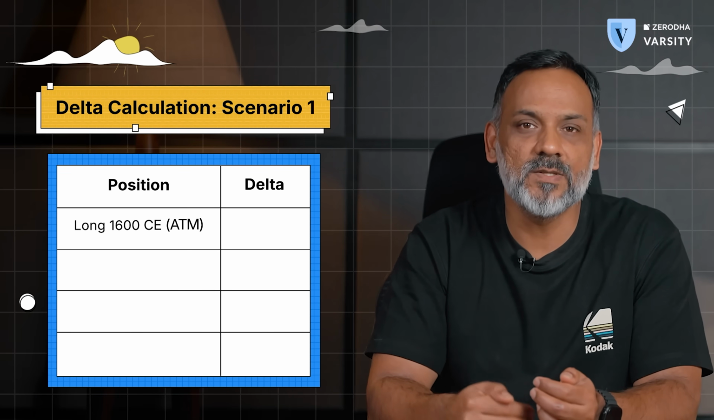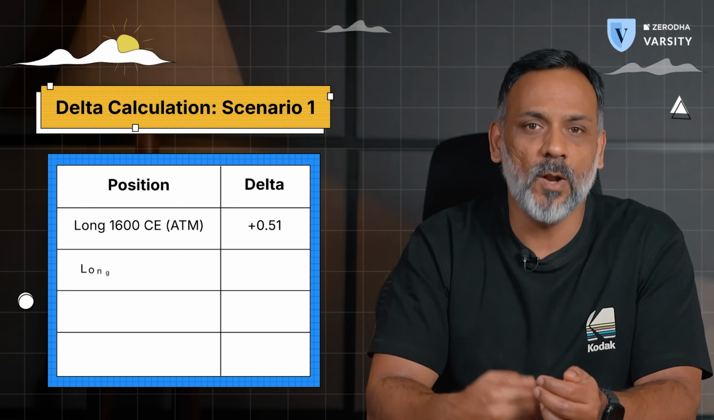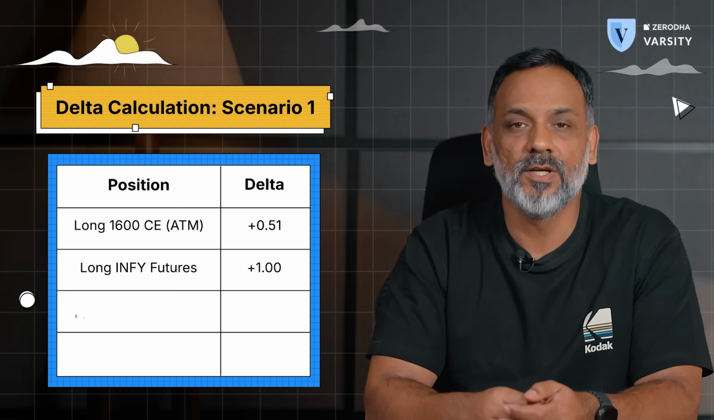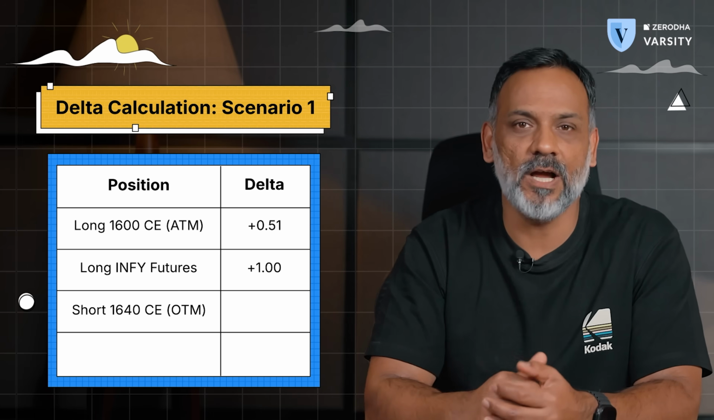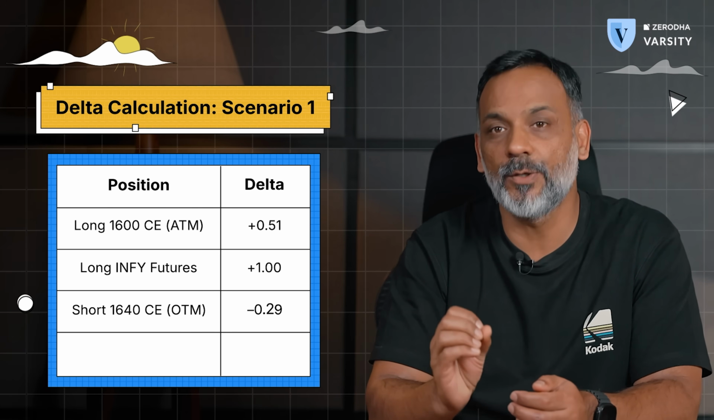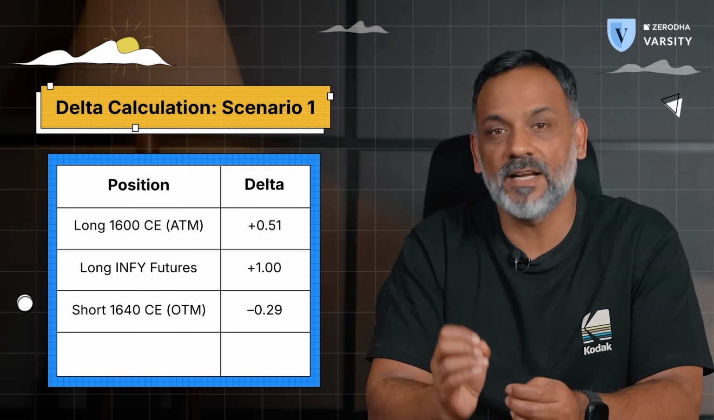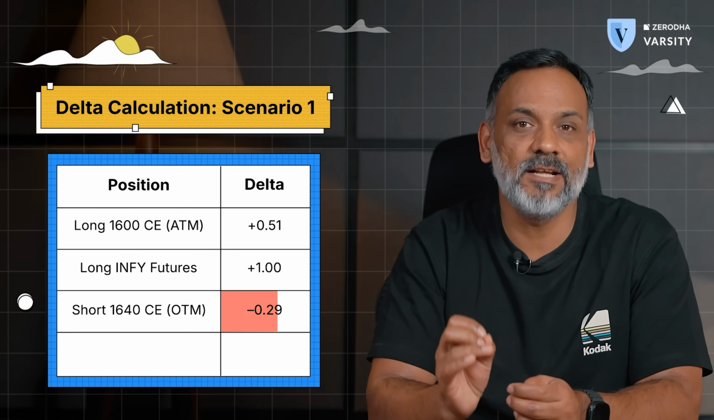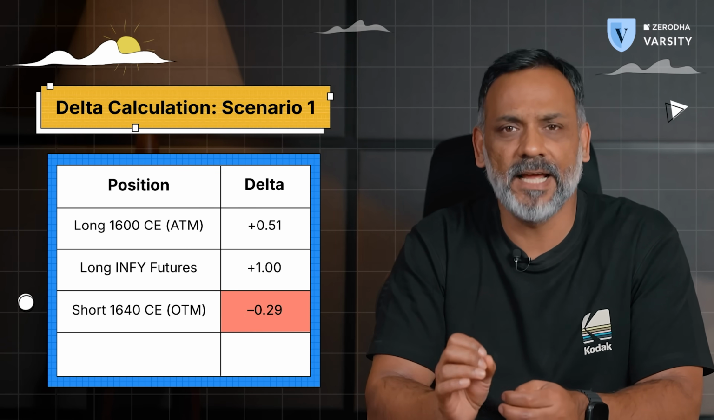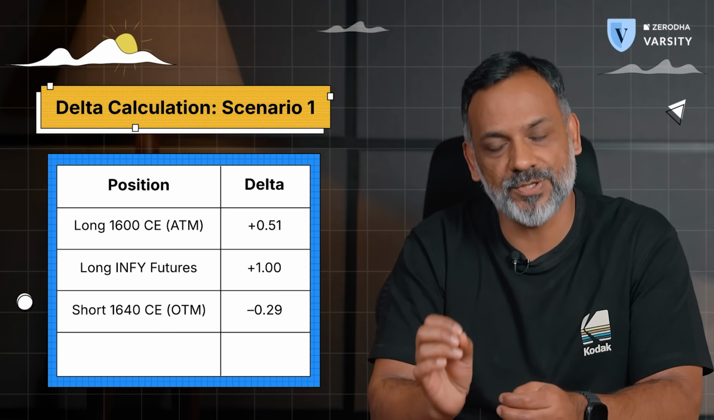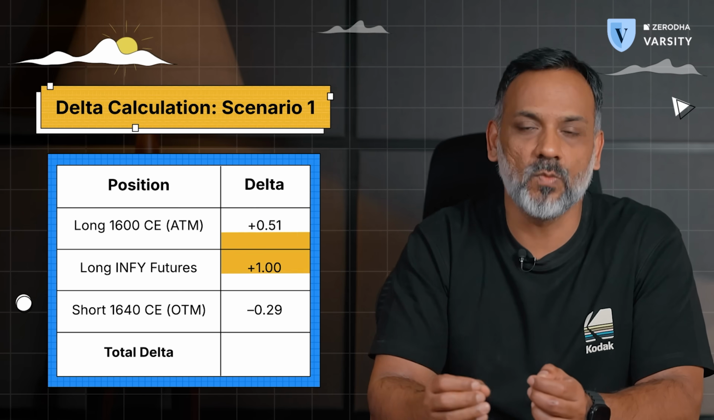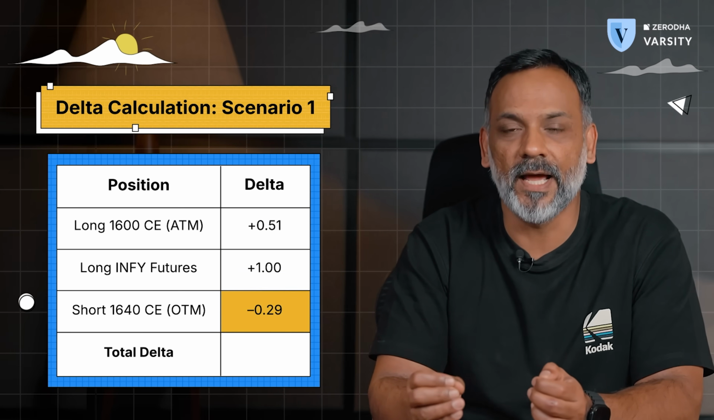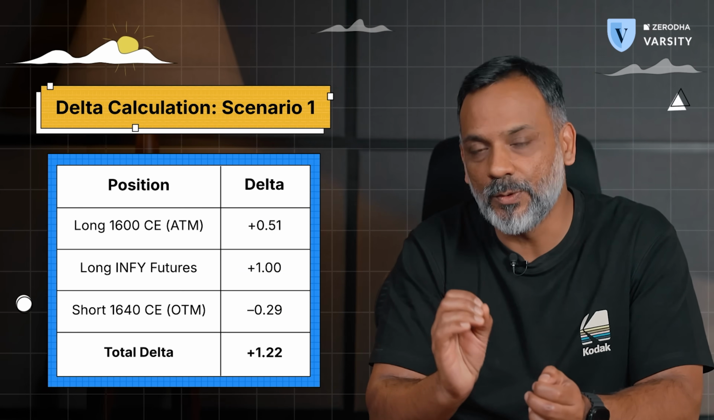Long Infosys 1600 call option, long Infosys futures, short 1640 call option, which is slightly out of the money with a delta of 0.29. But remember, we are short, so delta is negative 0.29. The negative sign here indicates that we are short. The total delta is 0.51 plus 1 minus 0.29 equal to 1.22.